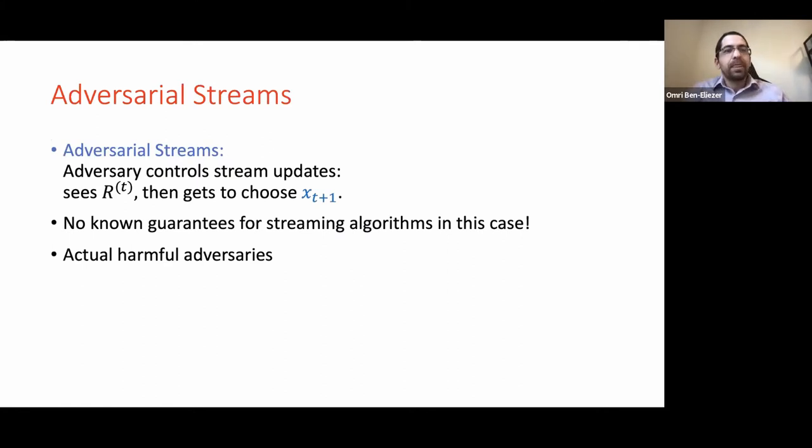And in this talk, we will consider an adversarial model where there is an adversary that is adaptive and controls stream updates. So after the adversary saw the output at time t, it gets to choose the next element to send in the stream. And surprisingly, this kind of regime, even though it's natural and captures many practical situations, was not thoroughly investigated in the streaming literature. So generally there are no guarantees for streaming algorithms in this case.